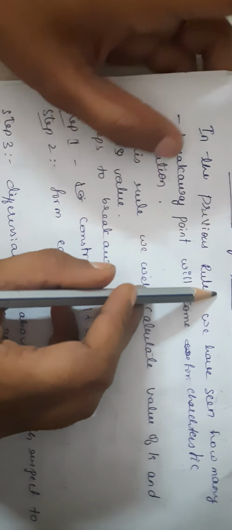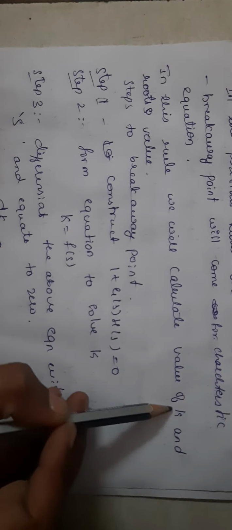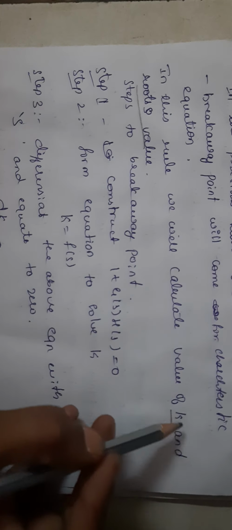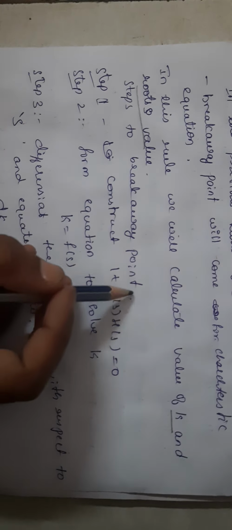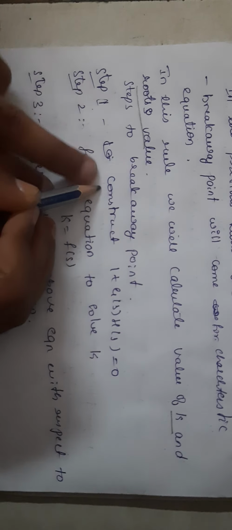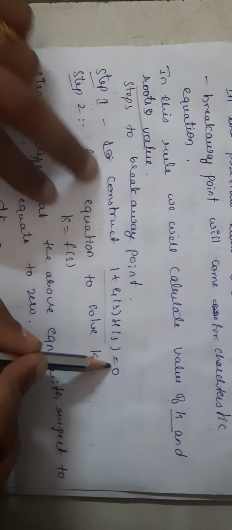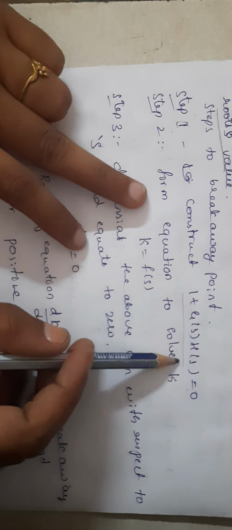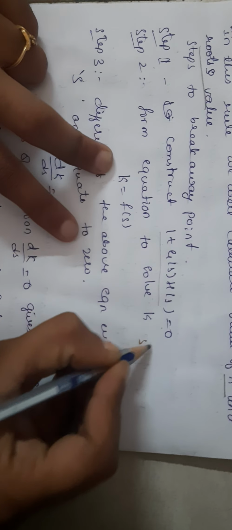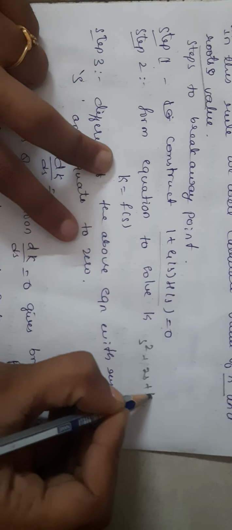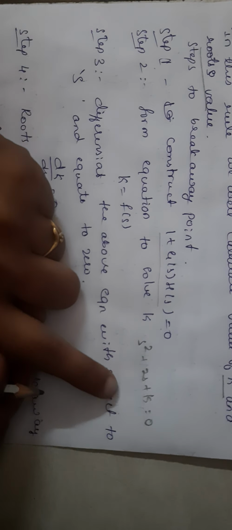To calculate the breakaway points, we have some rules, some steps to follow. In that we will calculate the value of k and the roots for that value of k. Steps to find breakaway points. For step 1 we construct the characteristic equation, that is 1 plus G(s)H(s) is equal to 0. From that equation we will get something like s square plus 2s plus k is equal to 0.